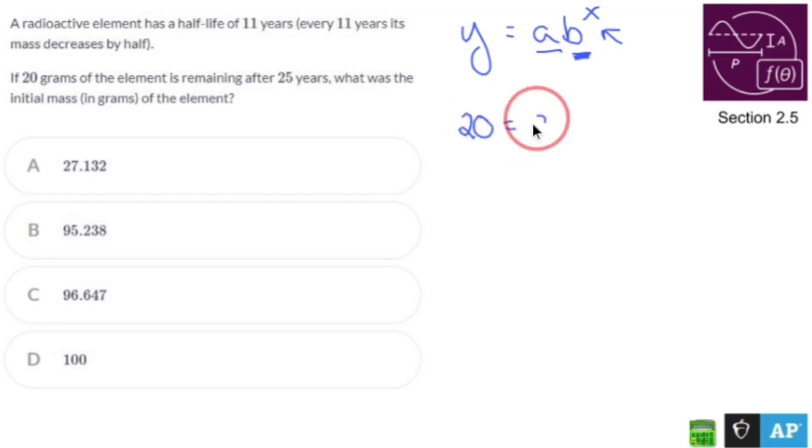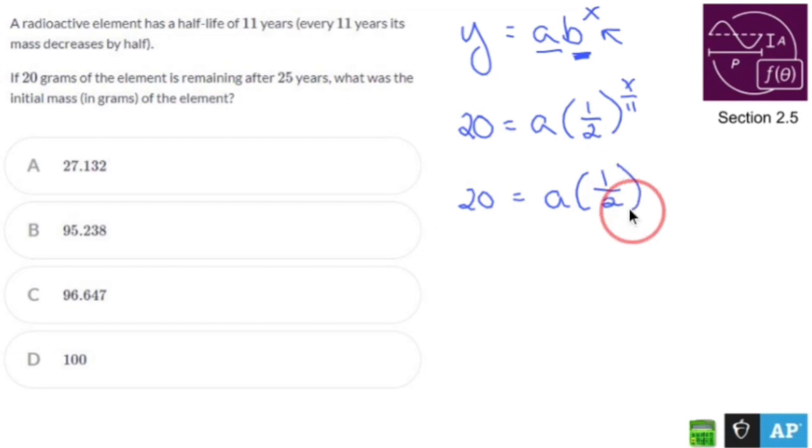I don't know my initial amount. I do know that I'm taking a half of it every 11 years. So how do I show every 11 years? By doing X over 11. Now, I care about what happens at 25. So I'm going to rewrite this to be 20 equals A times a half to the 25 over 11.